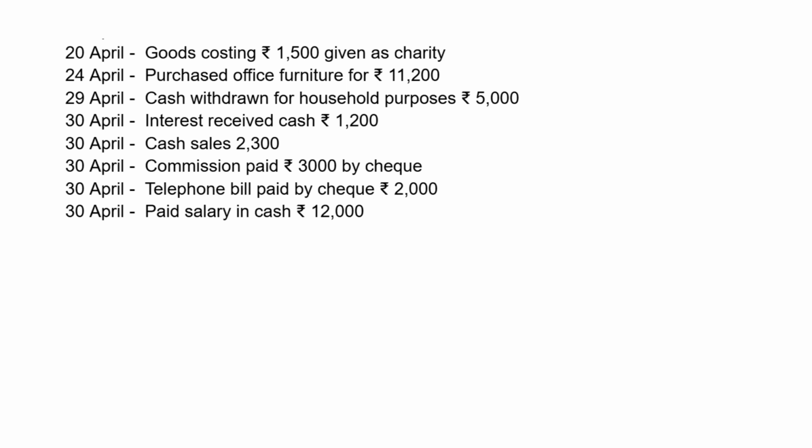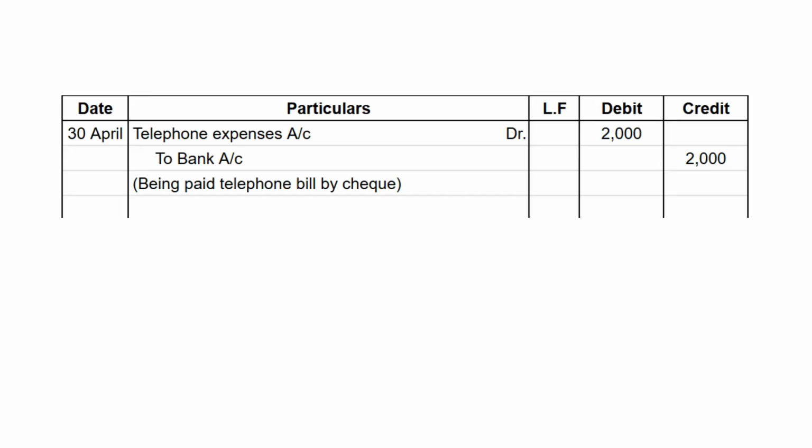Let's see how we'll record it. 30th April, telephone expense account debit 2000 rupees on the debit side to bank account 2000 rupees on the credit side. And the narration is being paid telephone bill by check.